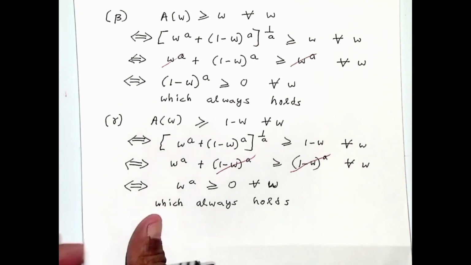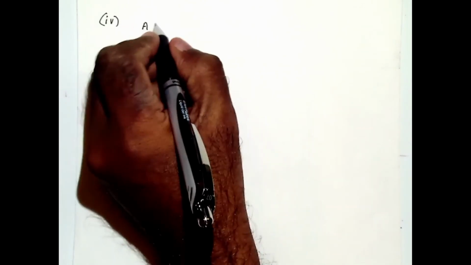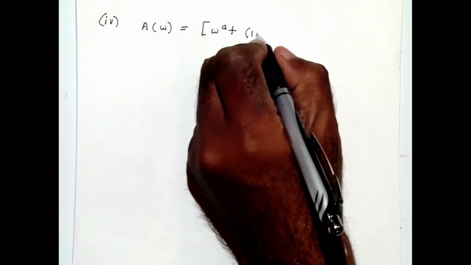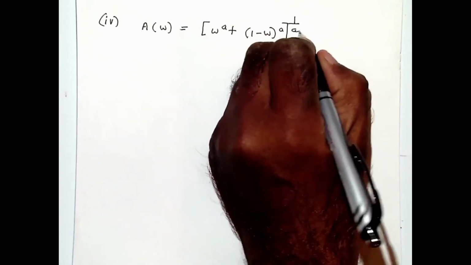So the final condition that we need to show is condition 4, right? Which is that A is a convex function. Remember, to show that something is a convex function, you need to show that the second derivative is positive. So let's see how we can do that. We know that this is the A function. So we need to find the second order derivative.